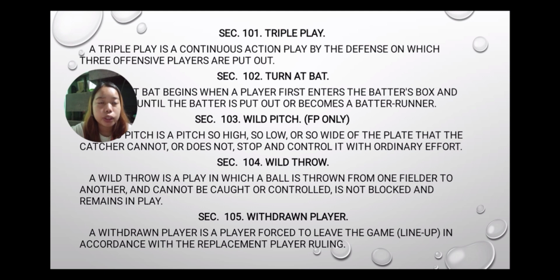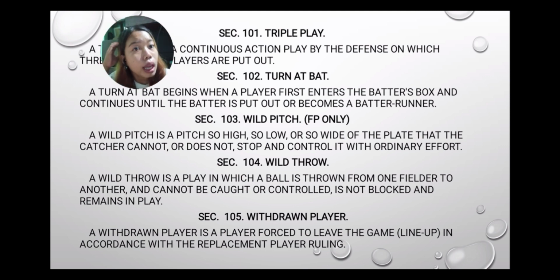Section number 101, dribble play. A dribble play is a continuous action play by the defense on which the offensive players are put out. Section 102, turn at bat. A turn at bat begins when the player first enters the batter's box and continues until the batter is put out or becomes a batter runner.